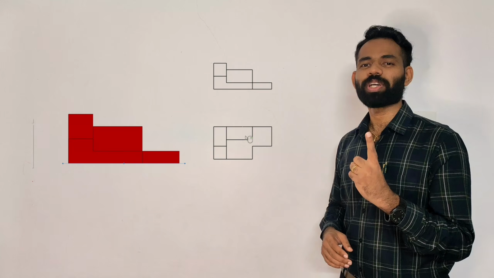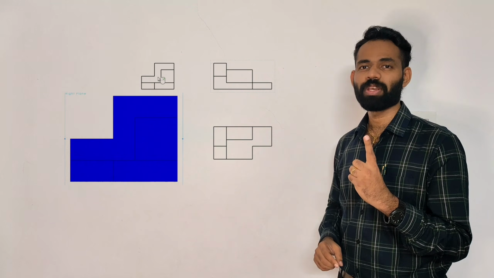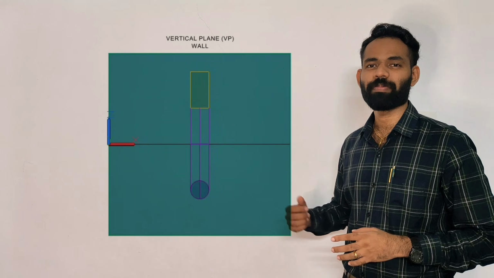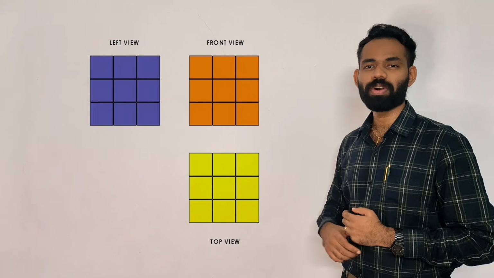Let's quickly summarize the points. First, orthographic projection represents a 3D object on a 2D flat surface. Second, the projection lines are perpendicular to the projection plane. Third, the main views are the front view, top view, and the side view.